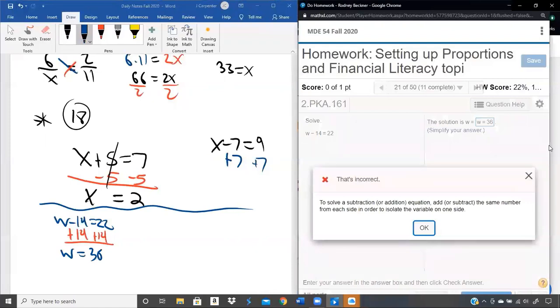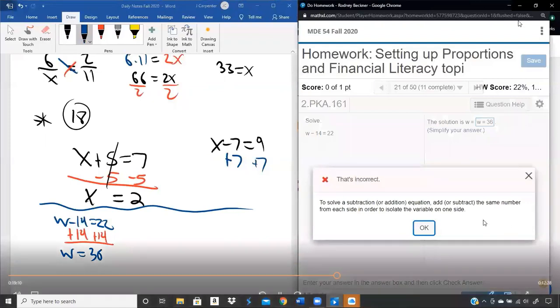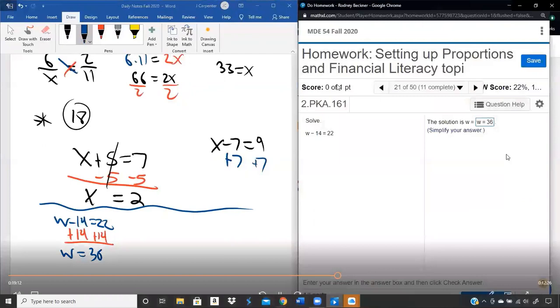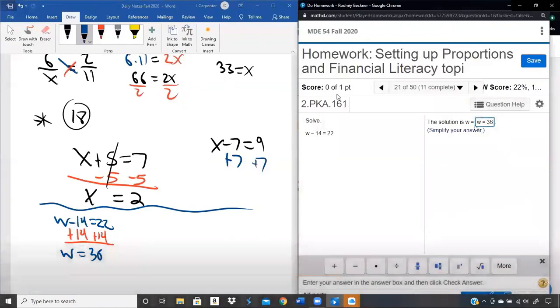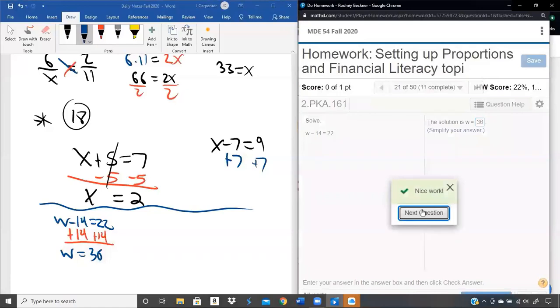That's incorrect. Solve it, and so on. This actually tells us nothing about what we did wrong. What did I do wrong? Because I've seen students do this. I've definitely seen students do this. I wrote the variable in there, but the variable was already set up for us. So all we really needed to do was write the 36. Cool.